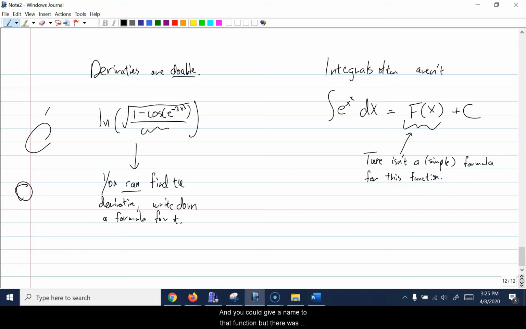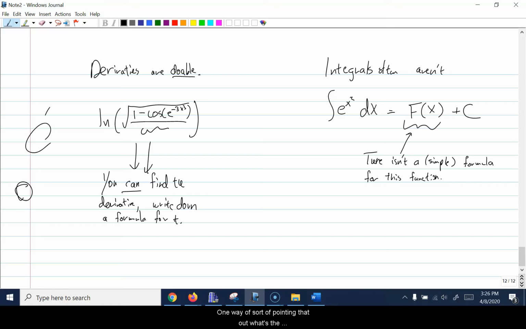And you could give a name to that function, but there would still be other integrals that you can't write down the antiderivative for with a simple closed form expression. As opposed to this thing, simple isn't the right word for it, but I can write down a formula for the derivative using the quotient rule and whatever rules you need to use. You can write down a formula for the derivative. You often can't write down a formula for the antiderivative.